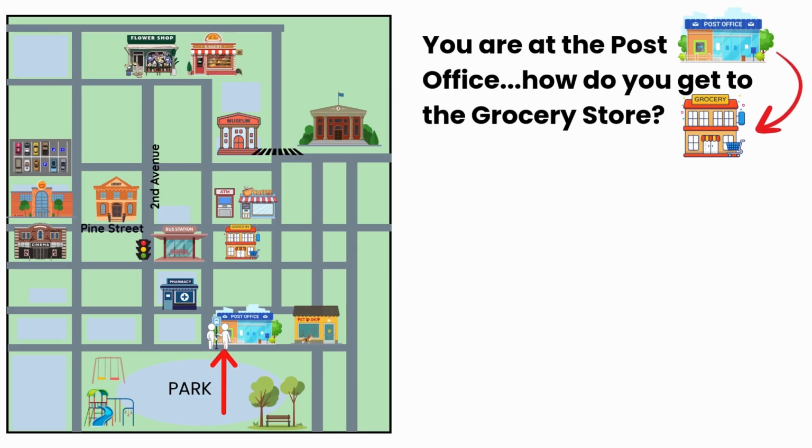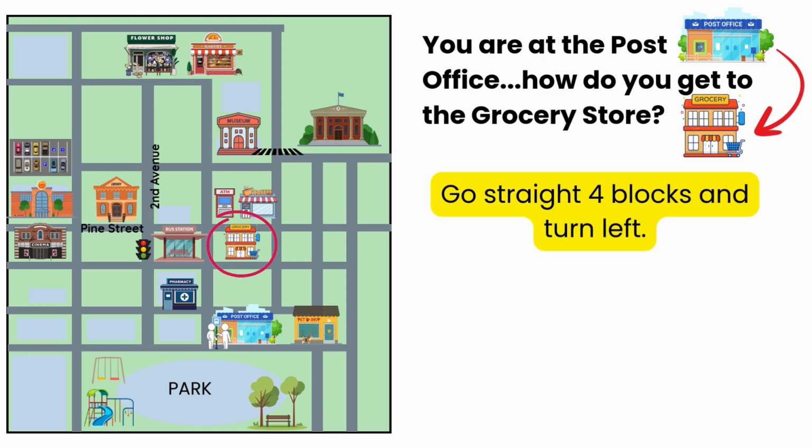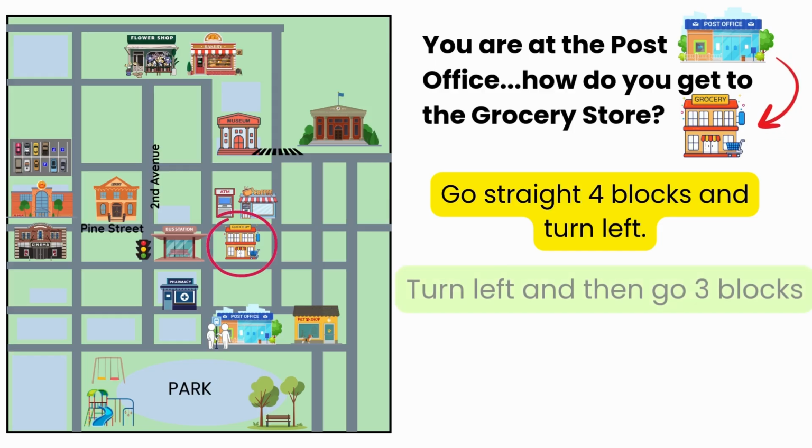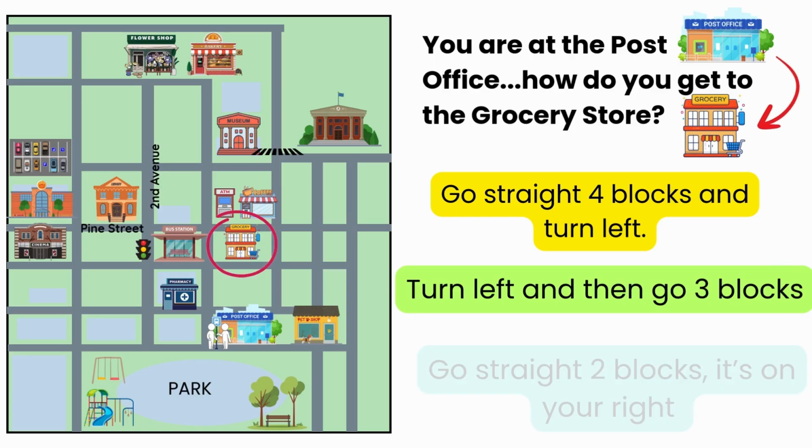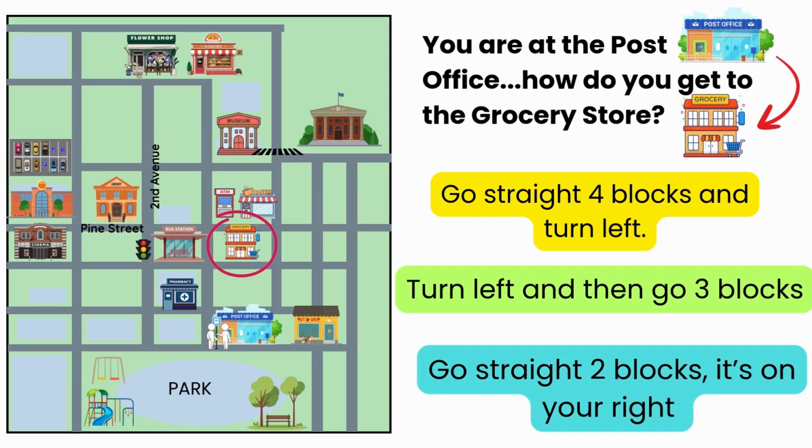You are at the post office. How do you get to the grocery store? Go straight 4 blocks and turn left. Turn left and then go 3 blocks. Go straight 2 blocks, it's on your right.